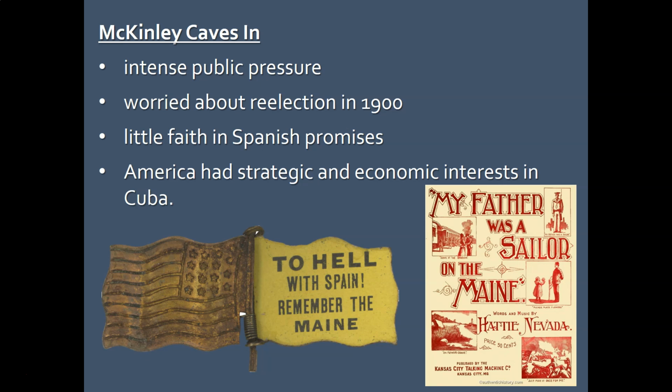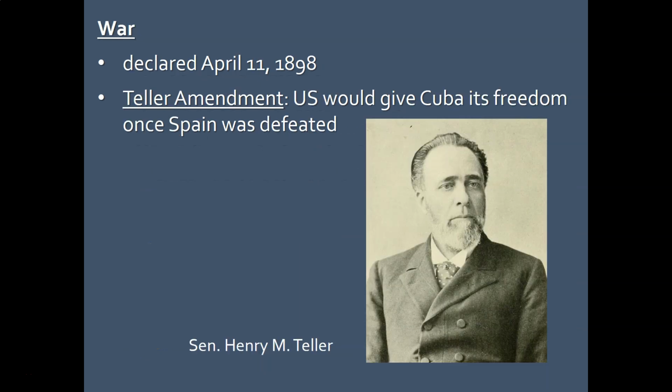He doesn't believe the Spanish. He thinks the Spanish were involved somehow, perhaps, or he at least doesn't believe that they'll treat the Cubans any better going forward. And finally, America's interests, both strategic and economic, in Cuba were just too high to just let continue to go the way it had in the past. Something had to change.